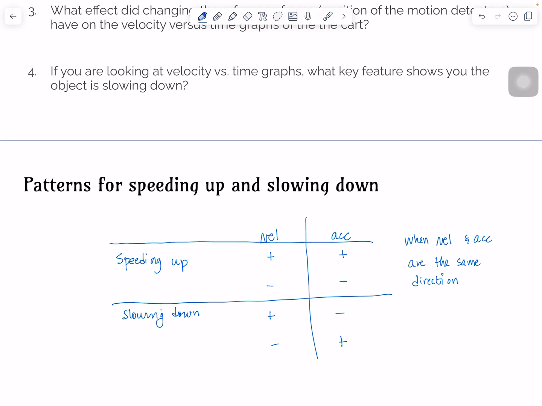When they are in opposite directions, remember from the sign, then we have slow down. And so, like I said, I won't necessarily ask you this question explicitly, but knowing this will give you insight.